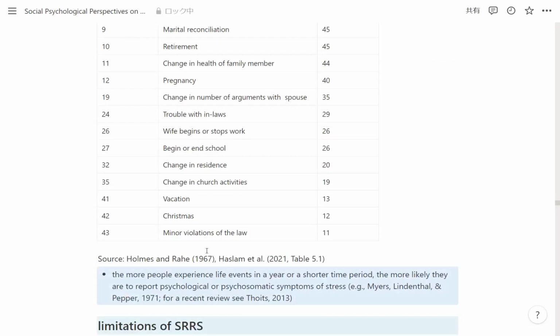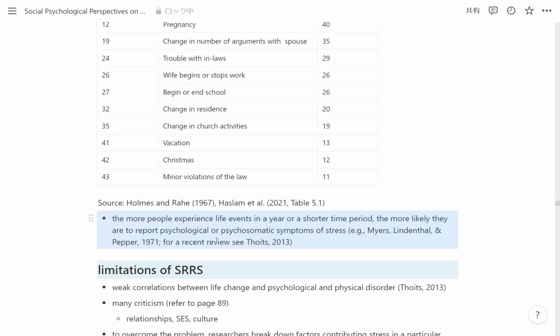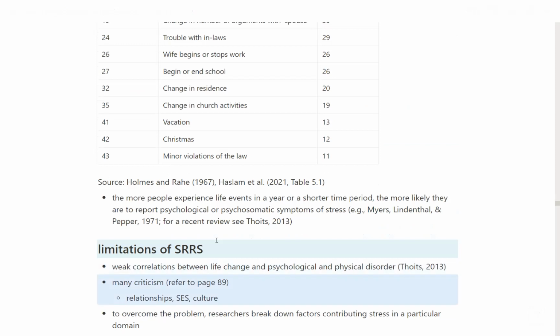However, this social readjustment rating scale is not free of limitations. First, as we have seen in the biomedical and dispositional models, there are only weak correlations between life change and psychological and physical disorder. And there is a lot of criticism against this model.